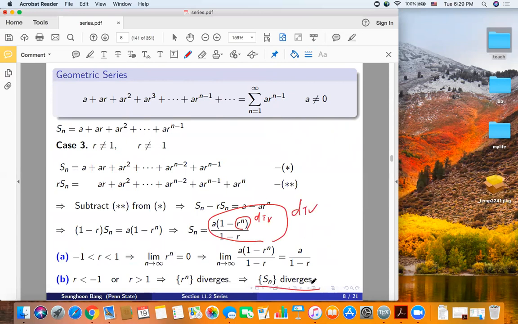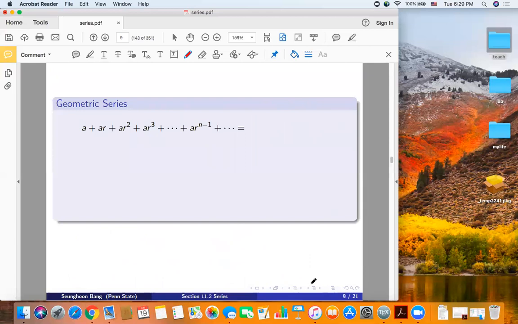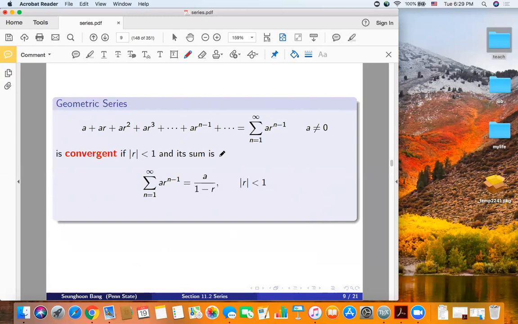So we can combine case 1, case 2, and case 3 into one good result. The geometric series is convergent if the absolute value of r is less than 1, which is equivalent to r between -1 and 1. The convergent number is a over 1 minus r. This a is exactly the first term, and this r is the common ratio.